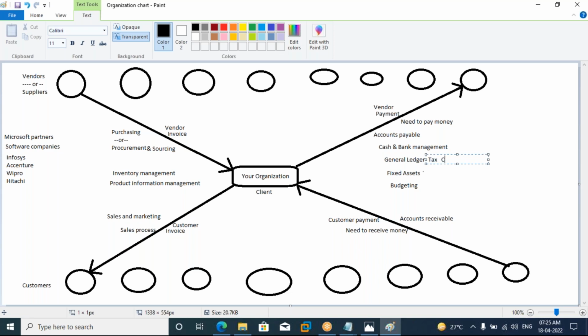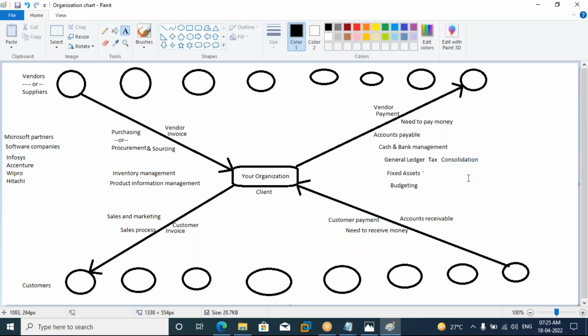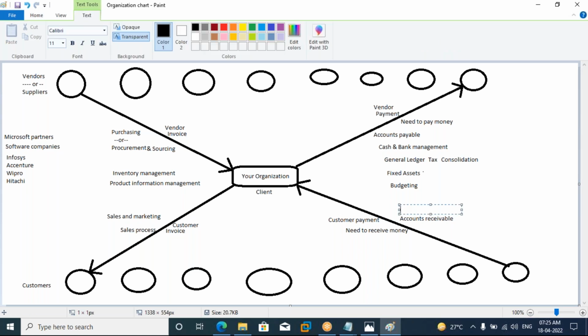And another module is consolidation. Consolidation is one more module you need to learn. Consolidation means if you have 4 or 5 companies and you combine all the companies together and want to generate the balance sheet, the profit and everything, then it is consolidation. You are going to learn that. Next one is credit and collections. One more module, credit and collections.